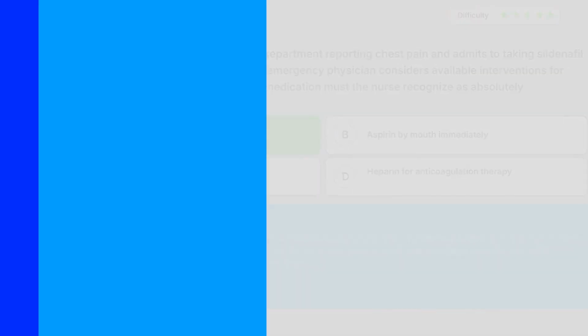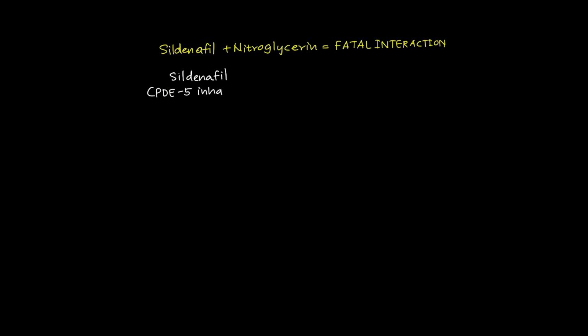Client rolls into the ED with chest pain and admits to taking sildenafil within the past few hours. The emergency doc is thinking about treatment options. Which drug is absolutely off the table? Nitroglycerin. In any form, this is one of the most tested drug interactions in nursing.